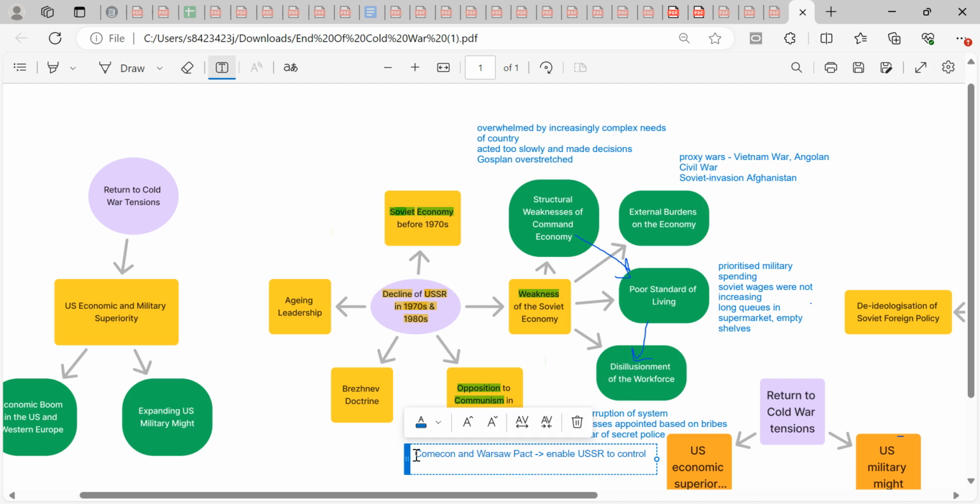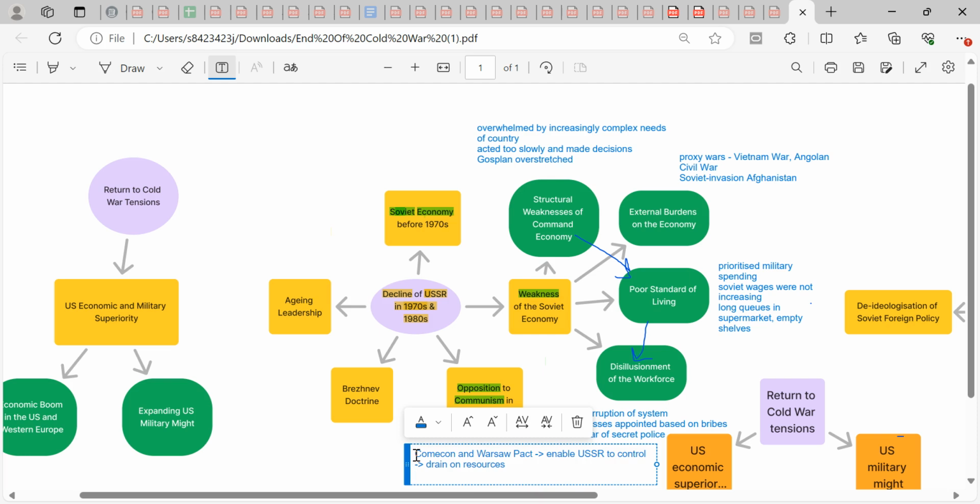Being part of Comecon and the Warsaw Pact did enable the USSR to control, but already there was a drain on resources, providing all the subsidies. Oil was super lucrative in the 1970s because of the oil crisis, but the Soviet Union is committed to Comecon, so there would be oil subsidies given to the Warsaw Pact and Comecon members, which meant that they could not really profit from the increasing prices of oil.